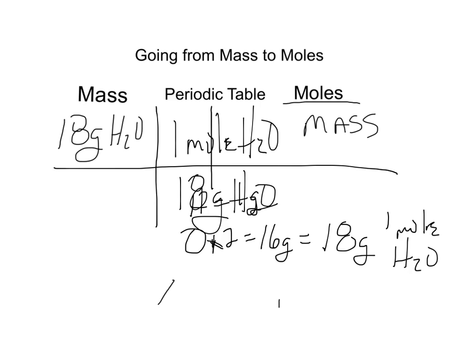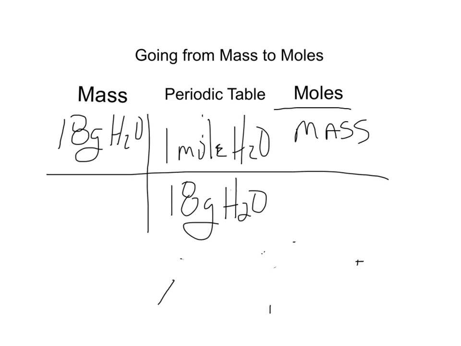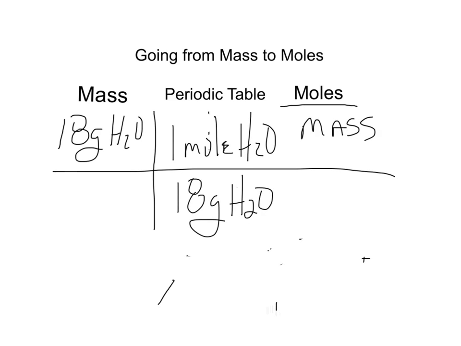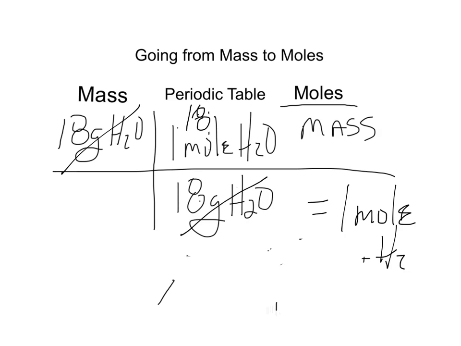Okay, so then this would cancel. This would cancel. 18 times 1 is 18. 18 divided by 18 equals 1 mole of water. Okay? I realize that's a little messy, but you kind of get the point.